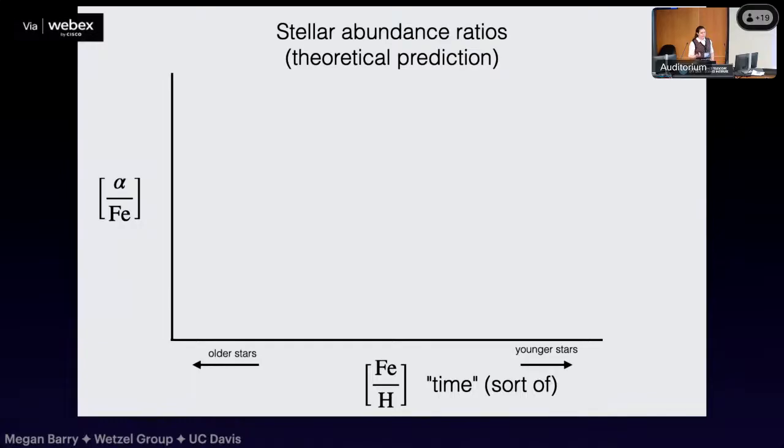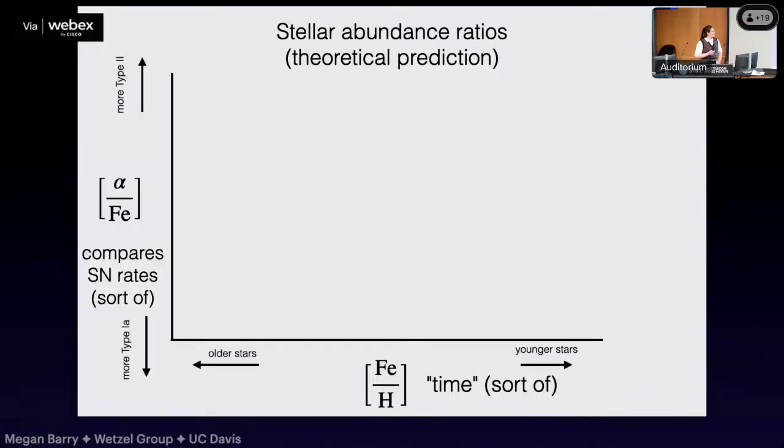So why these axes? So iron over H, we can sort of think of as a time axis. Again, sort of, I know you're probably already thinking of why we cannot exactly do this, but in general, the oldest stars are going to be the most iron poor, and then as time goes on, we expect more and more iron to be produced. And I'm sure you're already thinking of deposition events, mass metallicity relation, all this stuff, why this might not exactly be true, but it's a starting point.